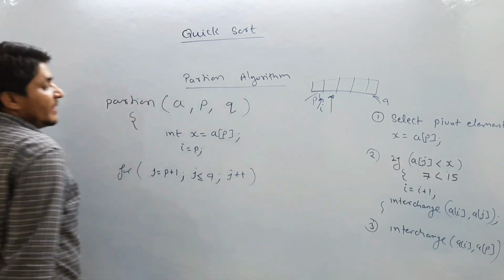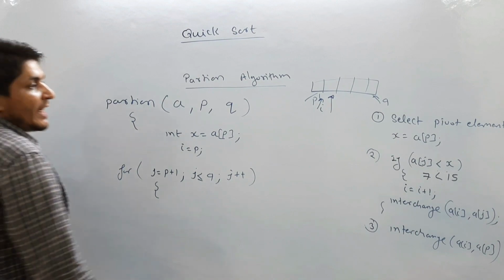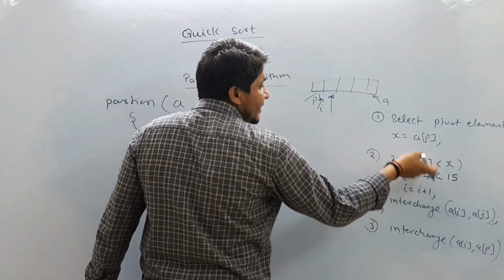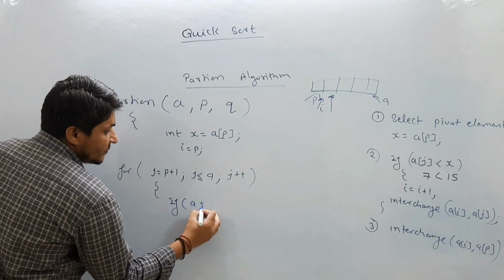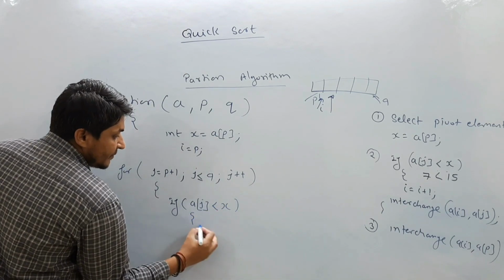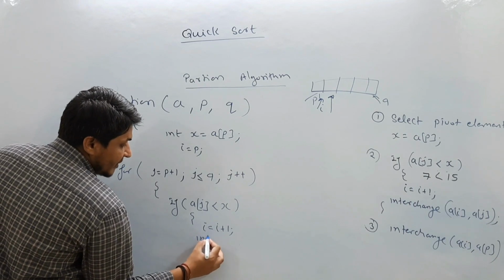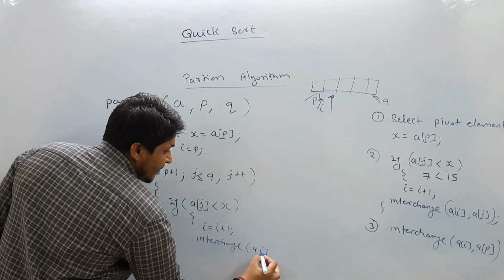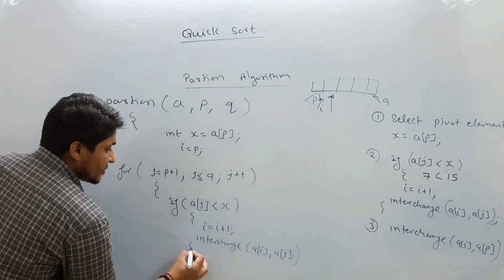I need to increment the value of J also. In this, I am doing these two actions. If A of J is less than X, then you're incrementing the value of I first, then interchanging A of I and A of J. This is what you're doing if the condition is true.